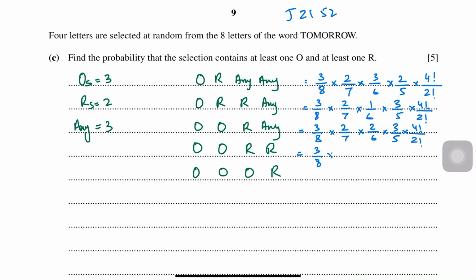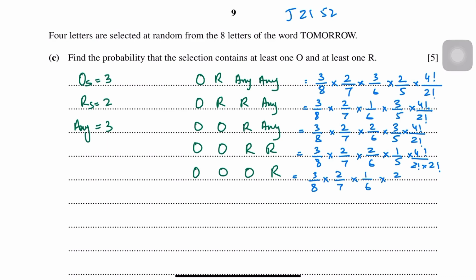3 over 8, 2 over 7, 2 over 6, 1 over 5, 4 factorial divided by 2 factorial into 2 factorial. 3 over 8, 2 over 7, 1 over 6, 4 factorial divided by 3 factorial. If you add all of these up, calculate all of them and add all of them up, they give you 50 over 70. You can check the answer and let me know if that's correct.